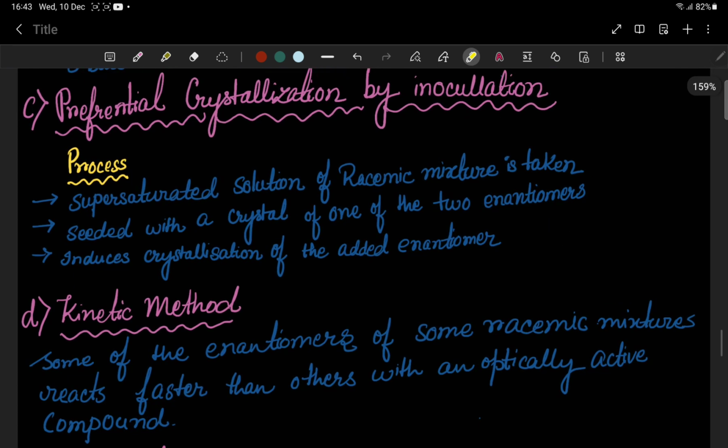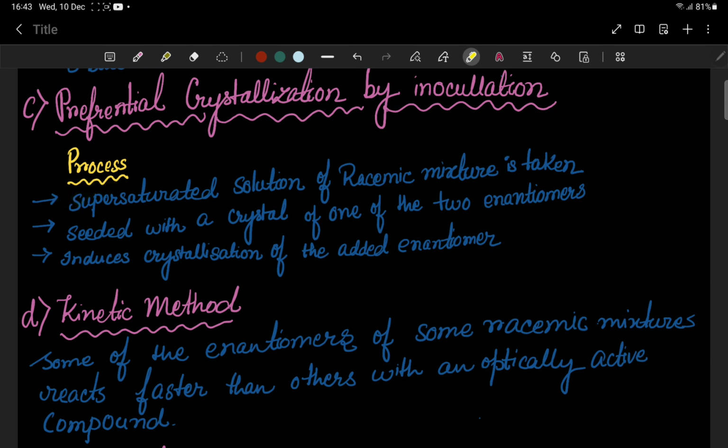Next is preferential crystallization by inoculation. What was the process? We have to take a supersaturated solution of the racemic mixture. What is a supersaturated solution? I hope you have read about it in class 11 and 12. Supersaturated basically means that after a certain point, when you can't add any more solvent to the solution, it is considered a supersaturated solution.